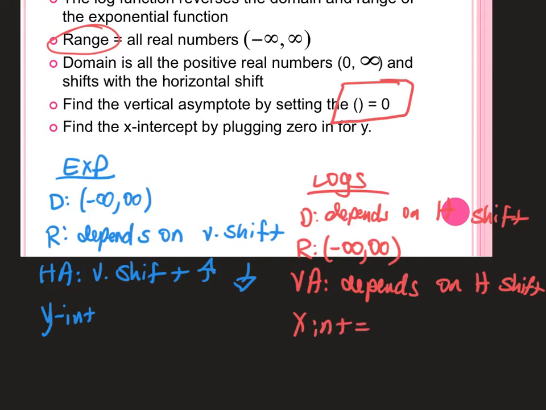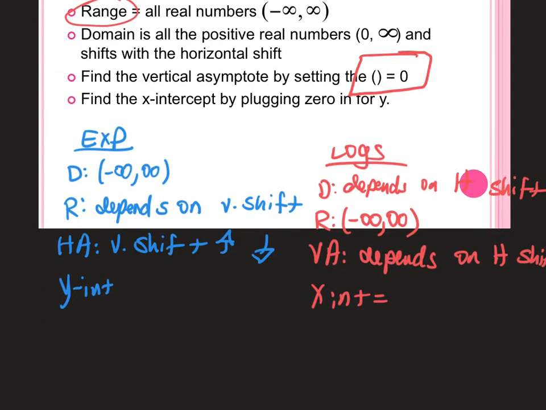All right, so look, this is a good little thing to think about. Exponentials, we worry about them moving up and down. They do move left and right, but the parent function that we're worried about to figure all this stuff out depends on our vertical shift for our range and our asymptote. Our domain's always negative infinity to positive infinity, and we're going to be worried about y-intercepts.